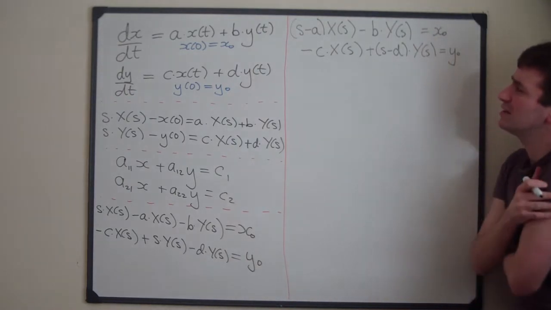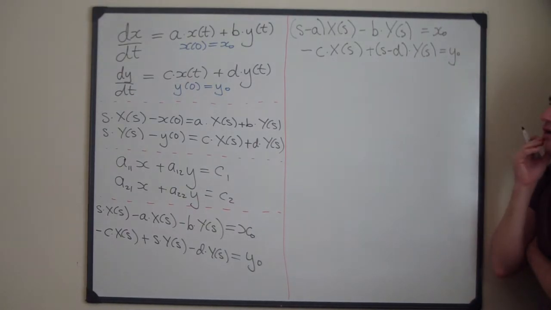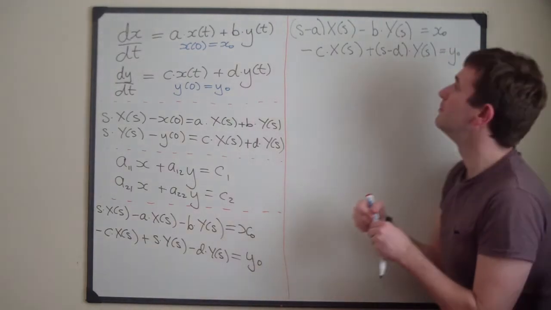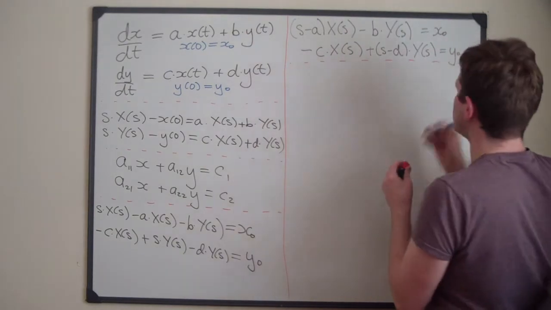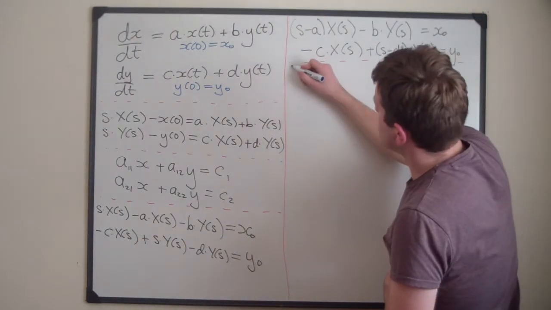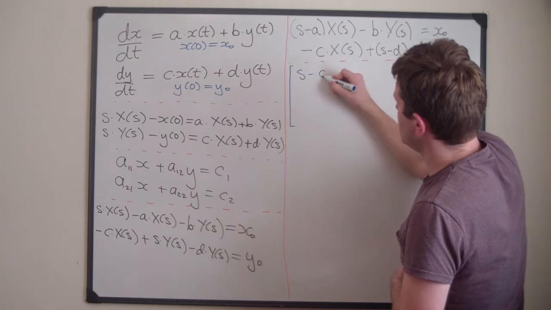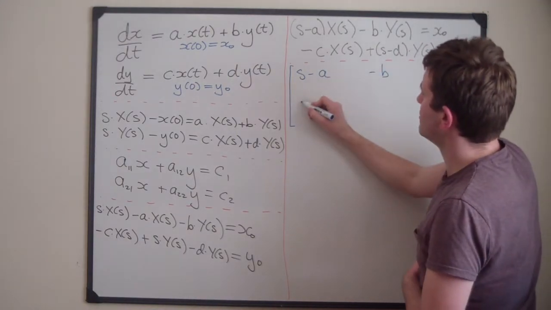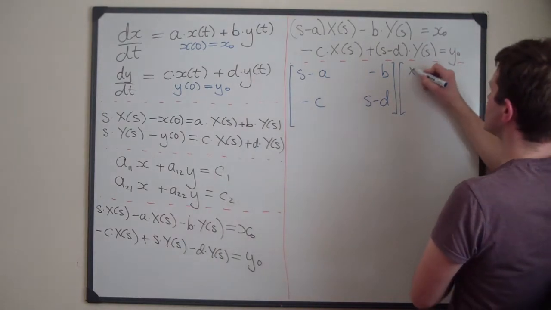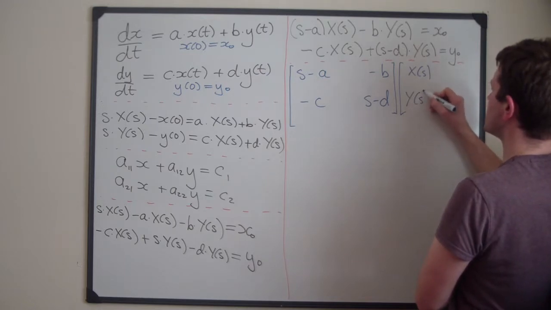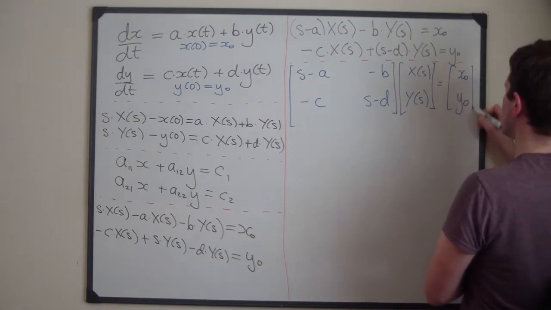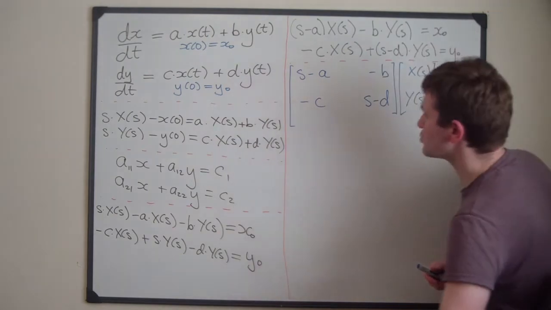Simultaneous equations. Now you can go at these, so you'll see this in the examples, you can go at these however way you want. What I recommend is that you write these as a matrix equation. So this would be, change color, the matrix with rows s minus a, minus b and minus c, s minus d, times X of s, Y of s equal to x0, y0. So you write it as a matrix equation. Now I said you can go at this whatever way you like.